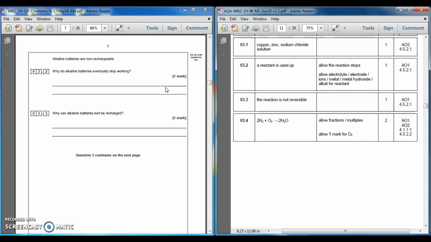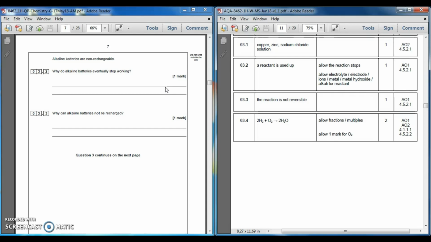Some people said it, but they didn't say what it is. So you have to say that the reactants are used up or a specific chemical is used up. You just said it's a bit vague. So try and just think about what it is that you want to say and don't assume that your marker knows what you're trying to say.